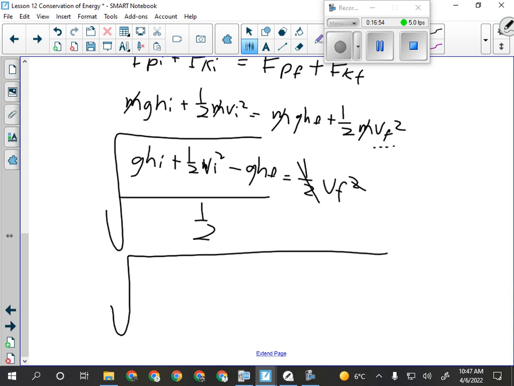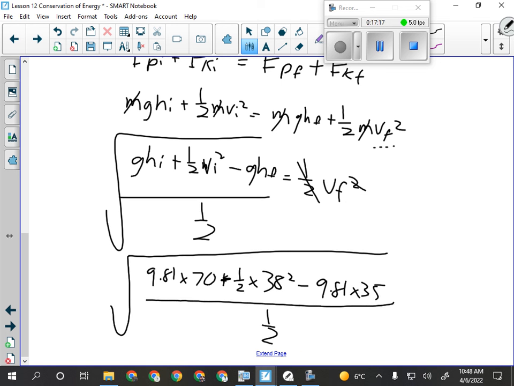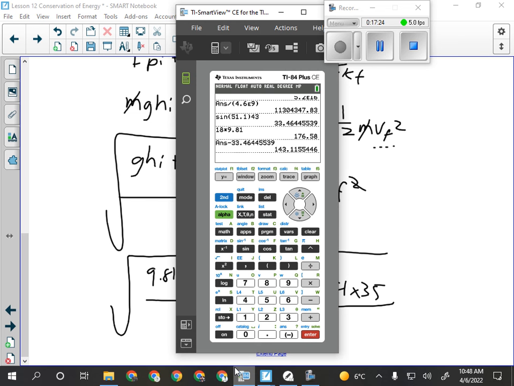Right? So what I'll have is 9.81 times 70 meters, my initial height, plus 1/2 times 38 squared minus 9.81 times 35 divided by 1/2. Okay, and then square root. Everybody good with that? All right. A little bit of a trick when you punch this into your calculator. If you're going to do it all under the square root, you've got to have brackets. Okay, otherwise it's going to mess something up.